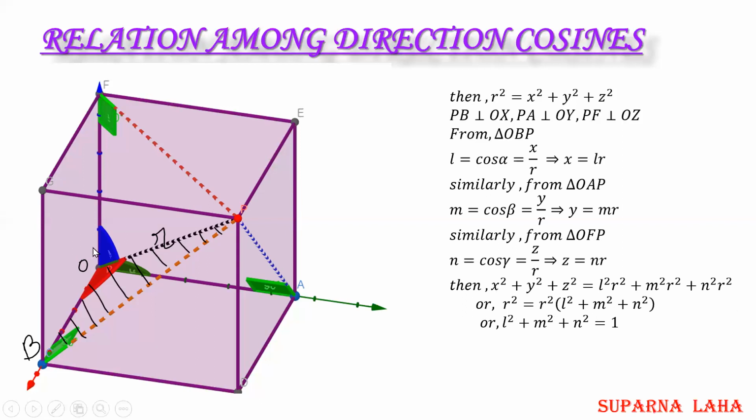Okay, or a vector OP. So these are the direction cosines l, m, n, and their relation is l square plus m square plus n square equals 1.